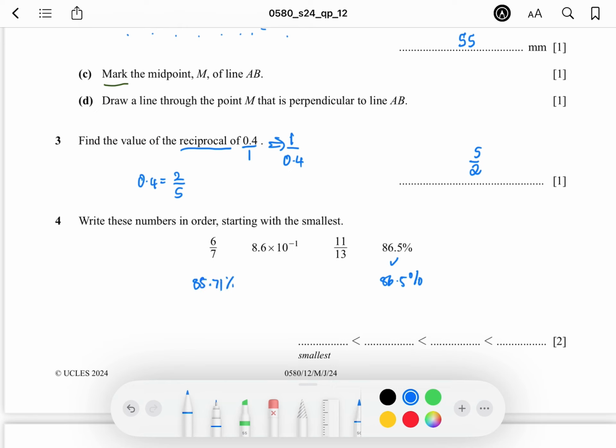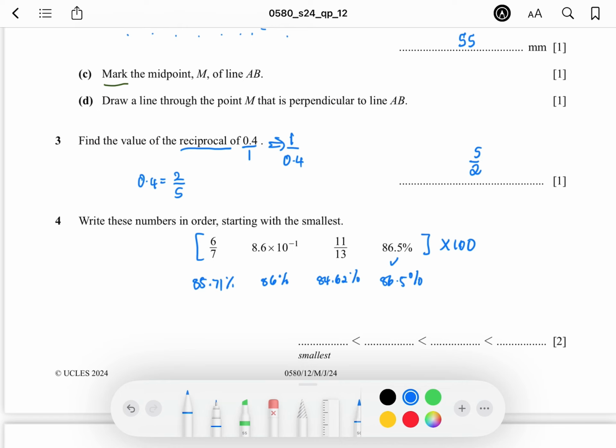85.71%. 8.6 times 10 minus 1. 86%. Aiman berapa kau buat? Lupa macam times. There you go. 11/13 is? 84.6. Okay. So artinya this one, so setiap nombor tu kamu kali dengan 100 to change into percentage.